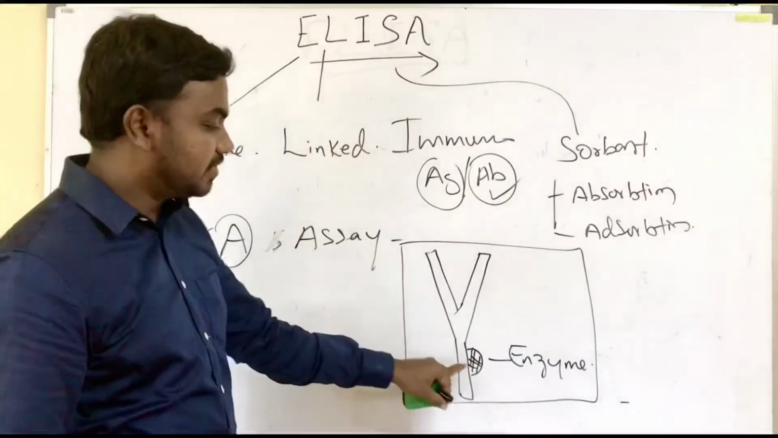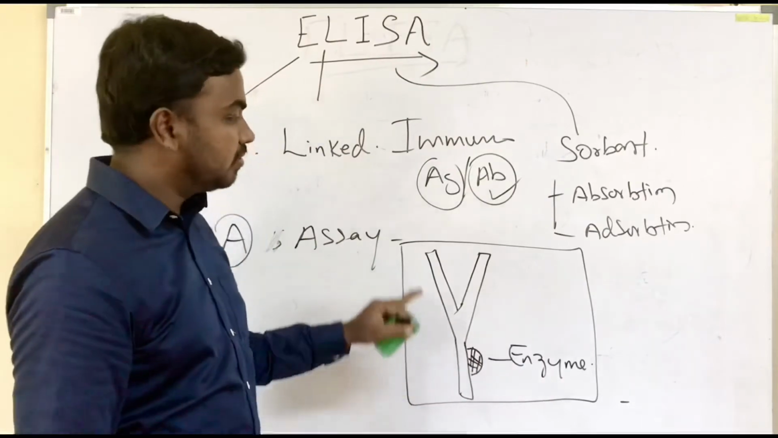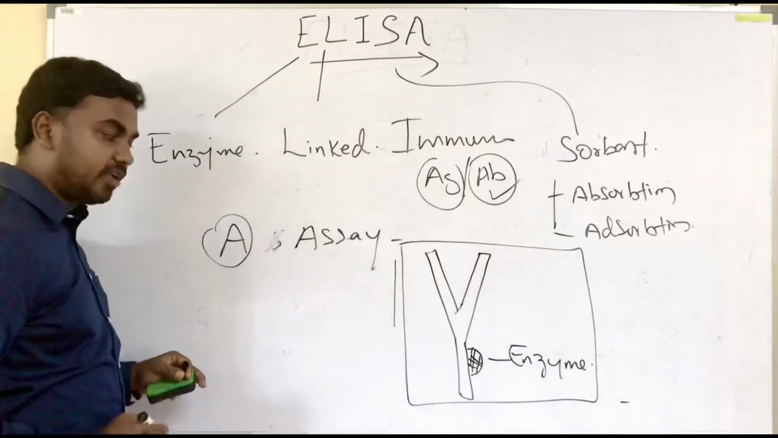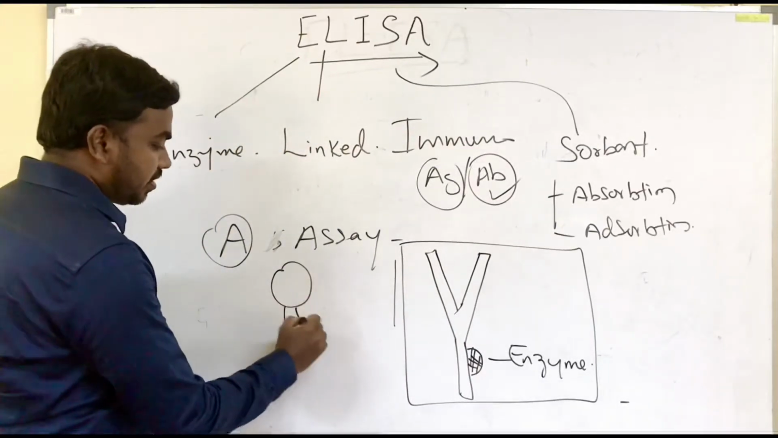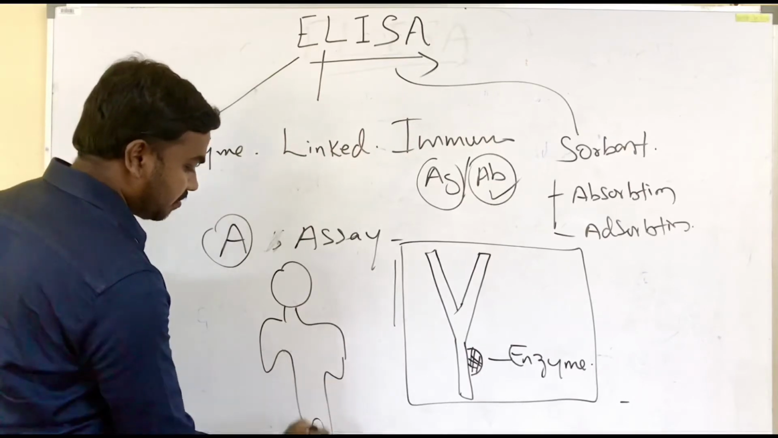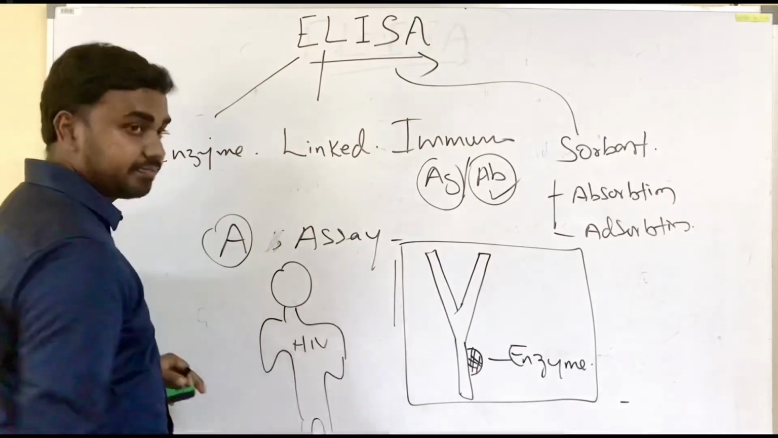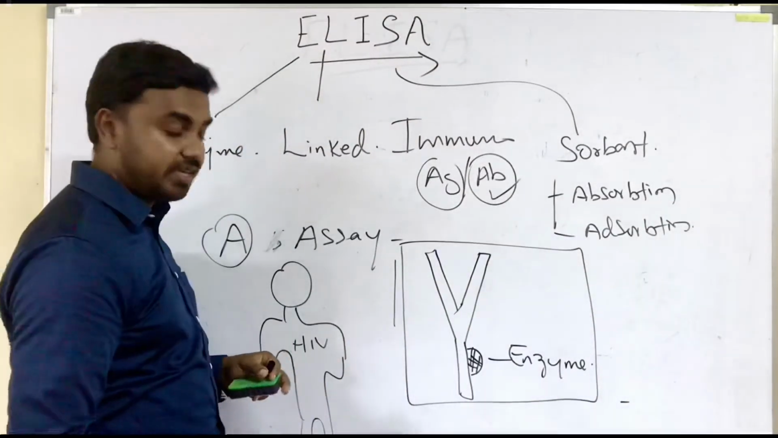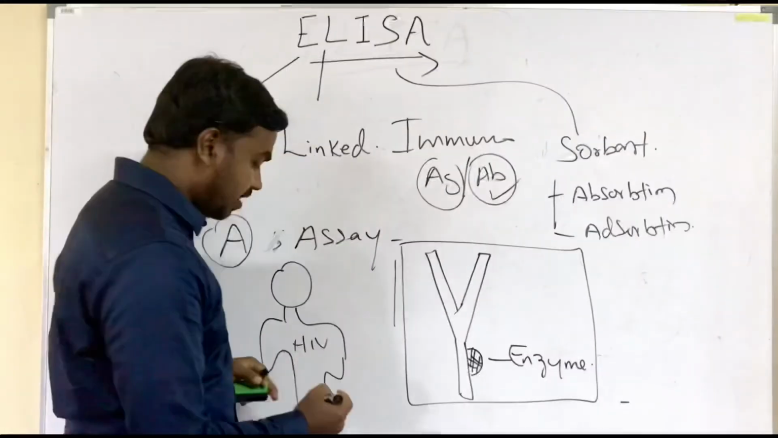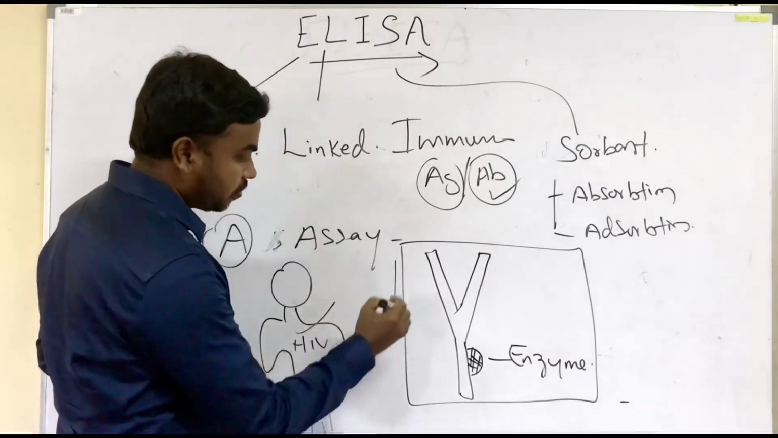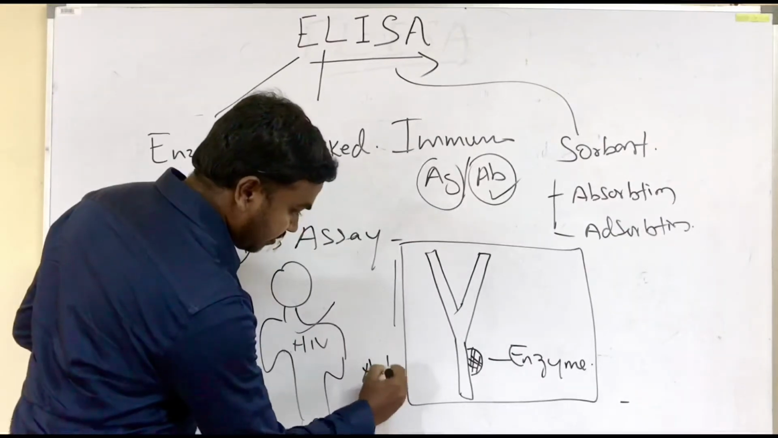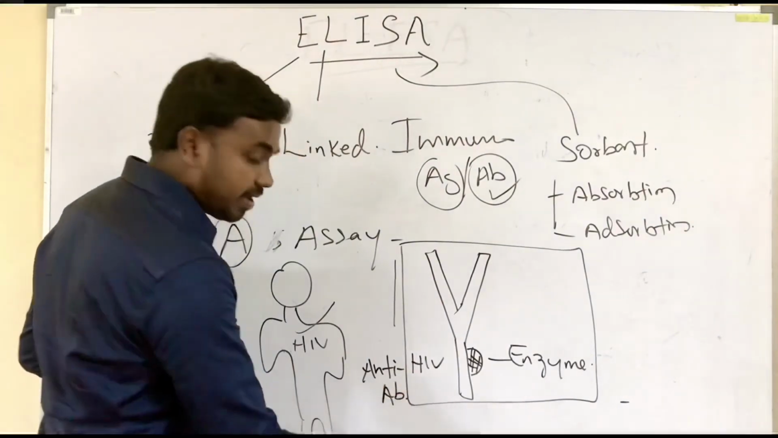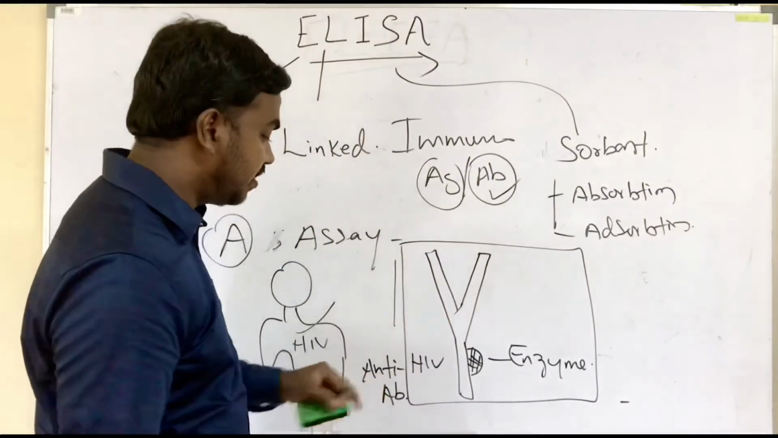The enzyme is linked with an antibody for what? To detect something. So what can we detect from here? For example, if someone has HIV, maybe you or me, better I say it's me. Okay, so if I am HIV infected, obviously what will happen? Our body will produce what? Anti-HIV antibodies. Am I right? Anti-HIV antibodies.